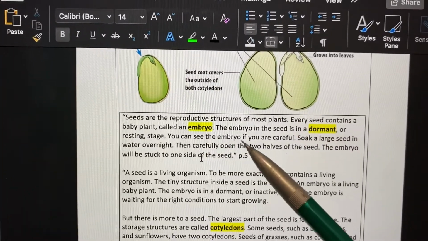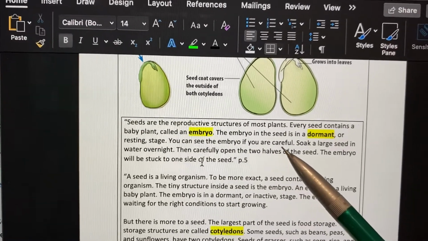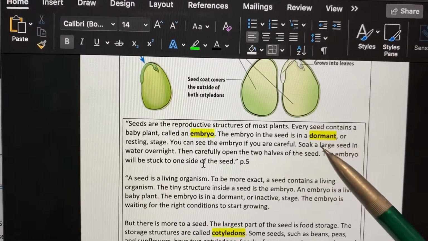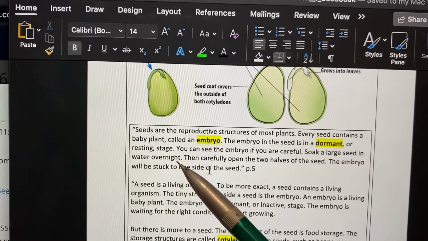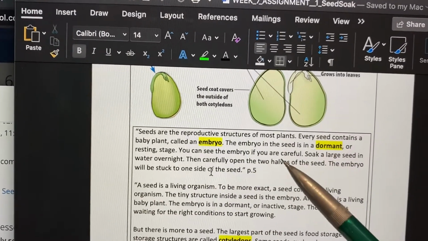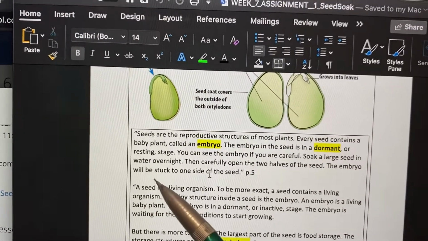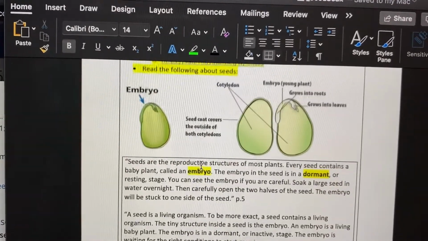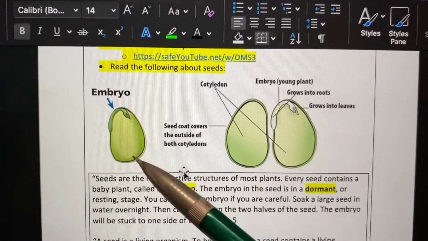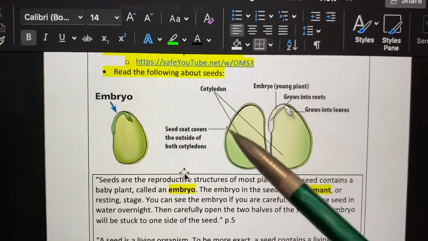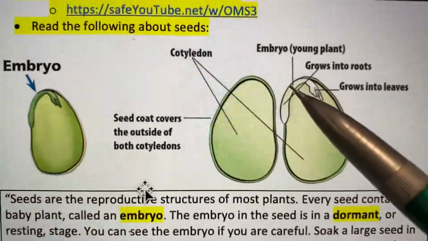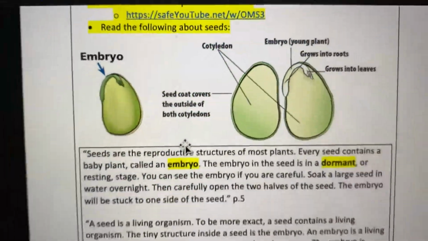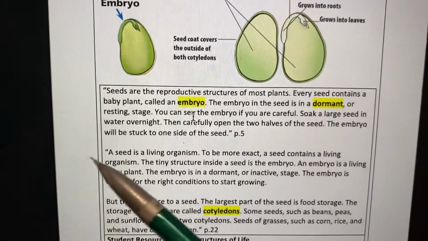You can see the embryo if you are careful. Soak a large seed in water overnight. Then carefully open the two halves of the seed. The embryo will be stuck to one side of the seed. So looking at this one, when they open the seed up, this is what the seed looks like open. This is what they're talking about. This is the embryo.